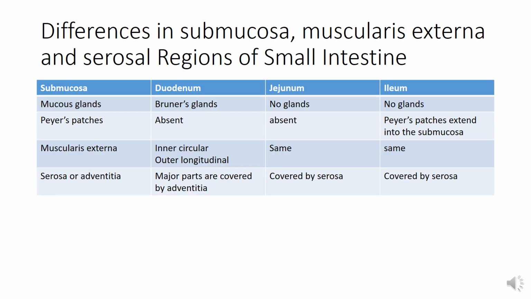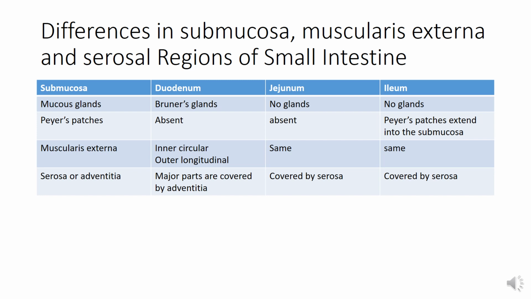Differences in the mucosa, muscularis externa, and serosal regions of the small intestine. The mucus glands in the duodenum, the submucosa, how it differs. There are mucus glands in the submucosa of the duodenum. These are known as Brunner's glands. Now, no such type of glands are present in the jejunum and ileum.